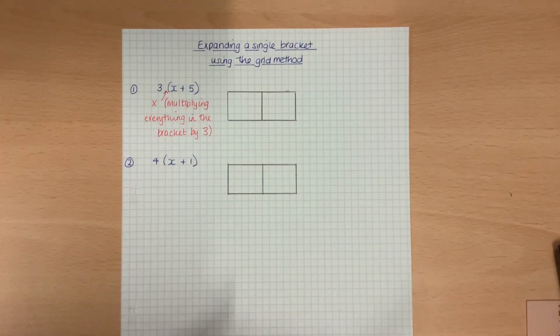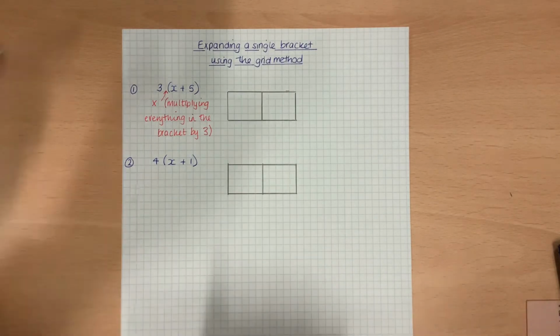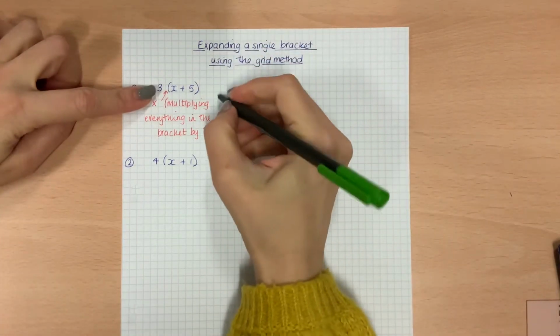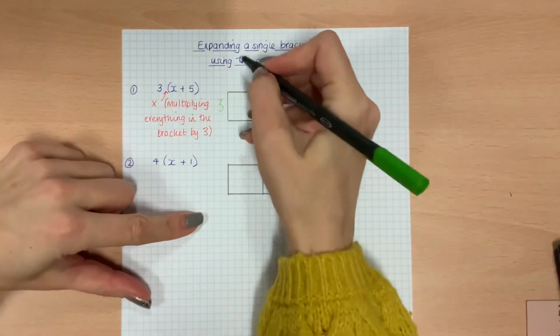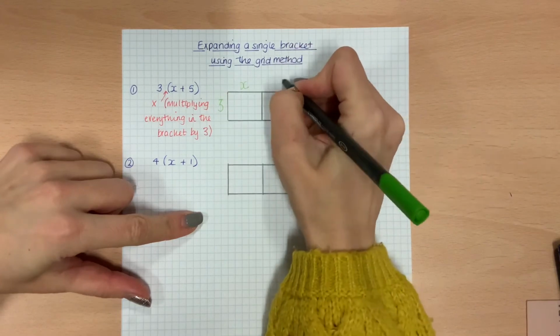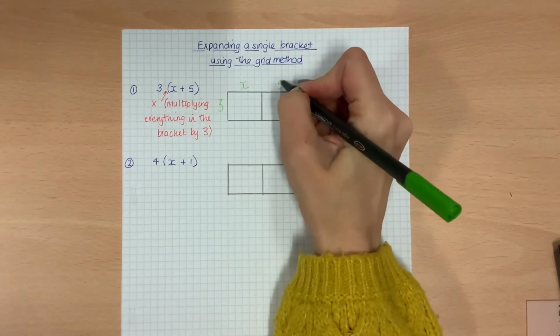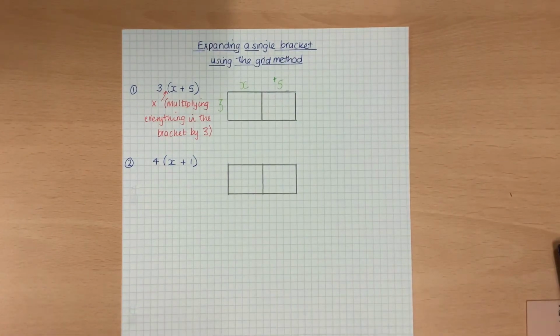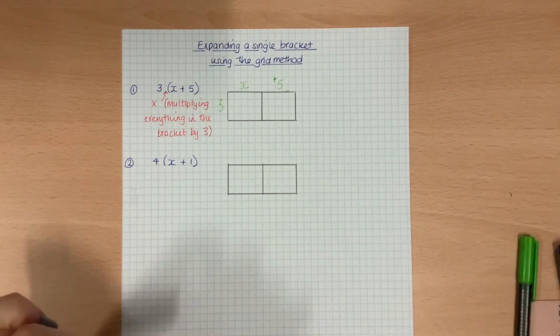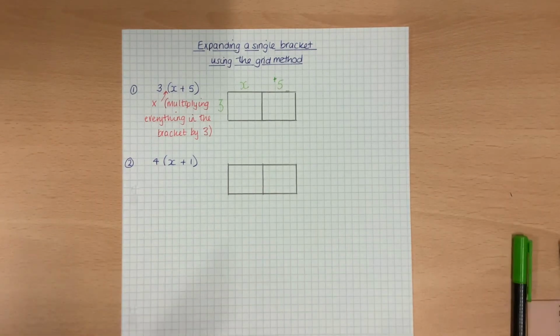On the outside of our grid goes what we're multiplying together, which is the number, which is going to go on the left side here. So there's 3. And then along the top, we're having x plus 5. So we've got x and 5. This is positive, so I could put a little plus here if I wanted to remind myself that it's positive. And then you use your knowledge of how to use the grid to work out the answers.